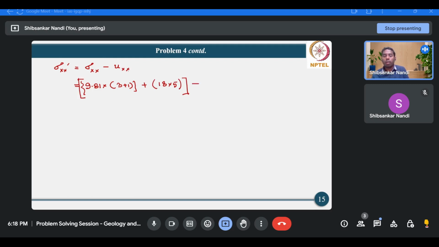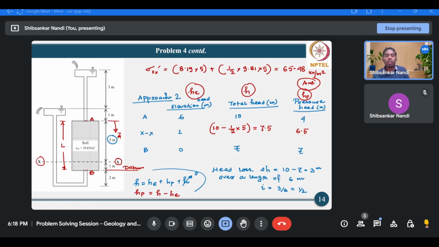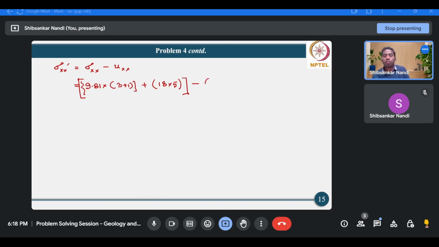And what is the pore water pressure? So pore water pressure is nothing but 6.5, this is the pressure head at section XX, multiplied by the unit weight of water, 9.81. Okay. So 9.81 into 4 plus 18 multiplied by 5 minus 9.81 into 6.5.